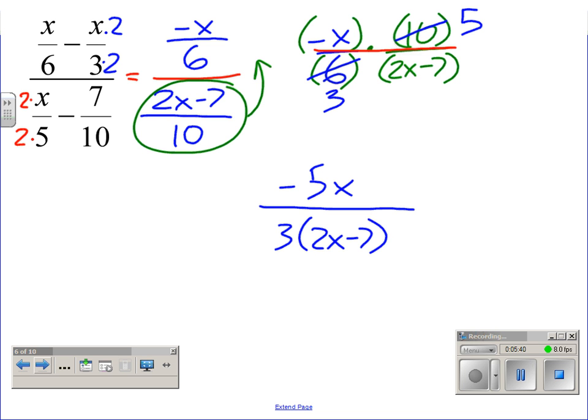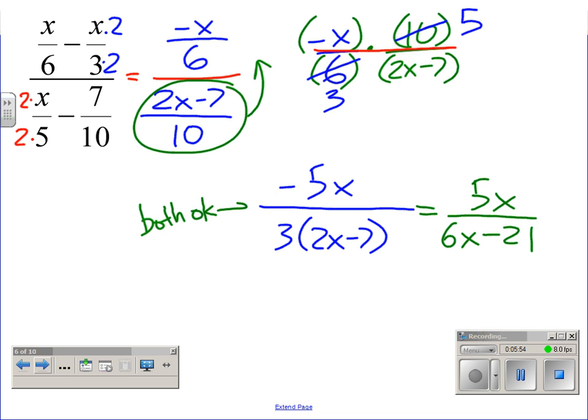Again, you can leave this in factored form. Some people are going to show it like this and go ahead and distribute the bottom. And I'm fine with either one, honestly. Okay, so I'll put a little note here: both okay, going that way.